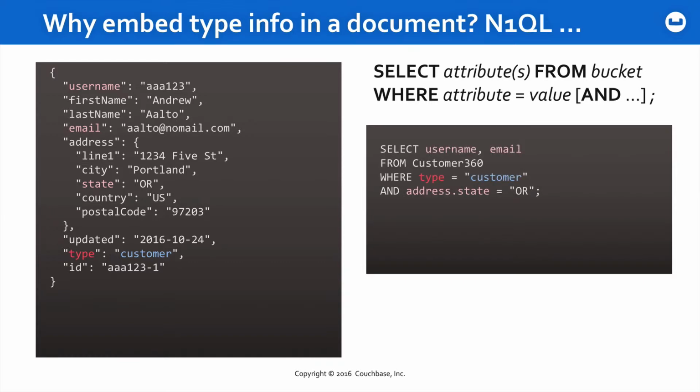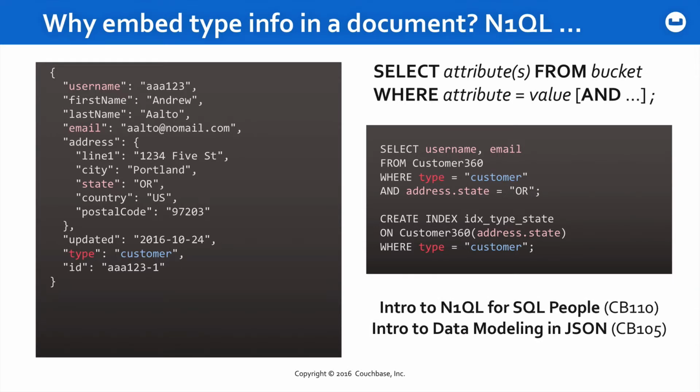It's SQL. So you could have a query like this: select usernames and emails from Customer 360, but only where the type is customer, and perhaps where the state for the embedded address is a particular value, something of that sort. Now, even cooler is that you can create indices for these particular queries so you get blazingly fast runtime performance, retrieving data shaped however you want it to be shaped. Again, if you want to know more about this, take our Intro to N1QL for SQL People course and our Intro to Data Modeling in JSON course, all free here at training.couchbase.com.